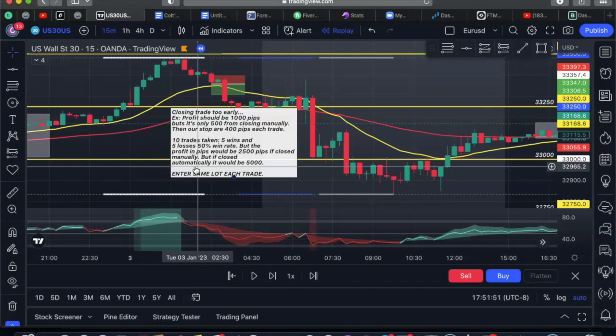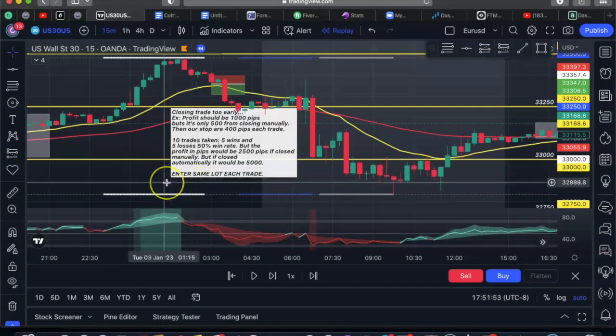Now we need to keep in mind too to enter the same lot size each trade. Your lot size will change if your stop loss changes, but what I'd recommend that you guys do is really focus on keeping the same stop loss for every single trade. I have a pretty good size stop loss just so in case there is a false breakout on US 30, I have my order protected.